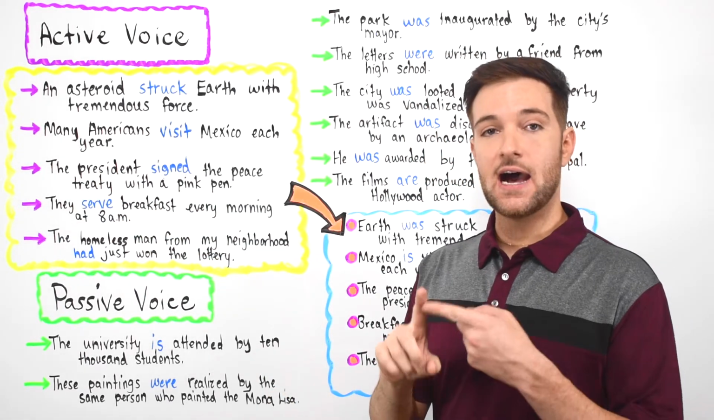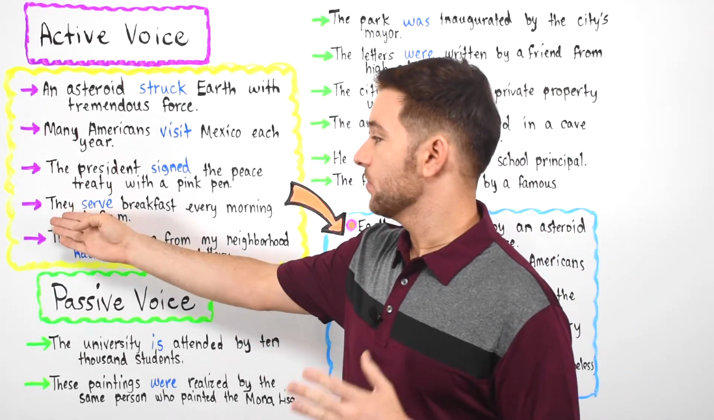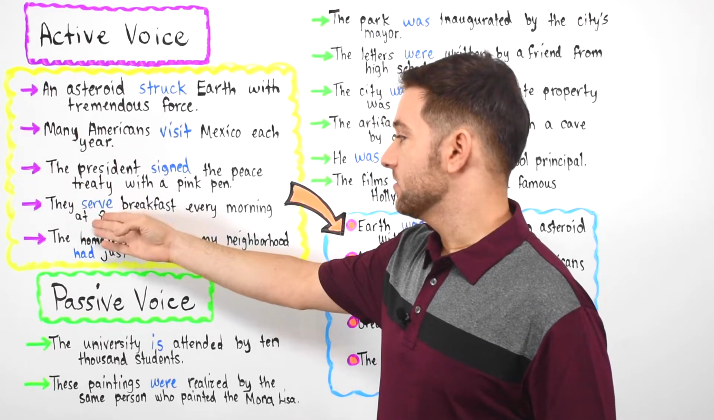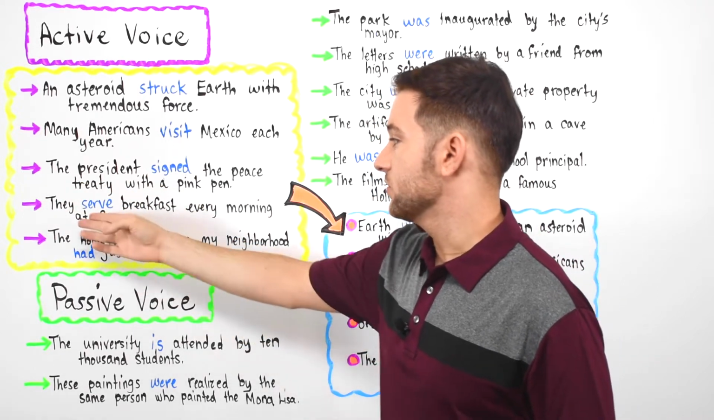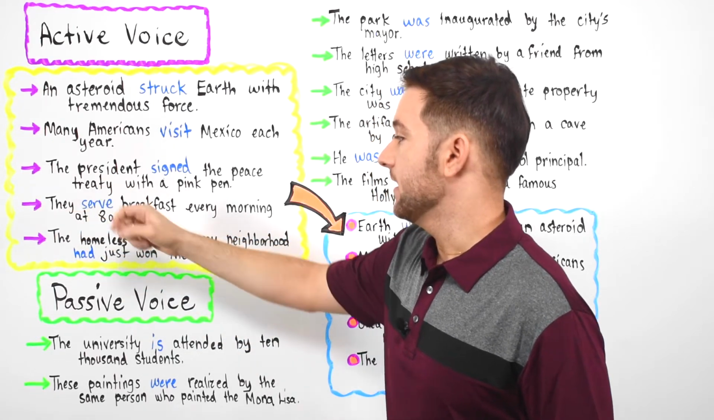We have I, you, he, she, it, we, and they in English. They is a pronoun. And what do they do? They serve. And what do they serve? They serve breakfast. Okay, serve is the verb. Serve is the action. They perform the action.